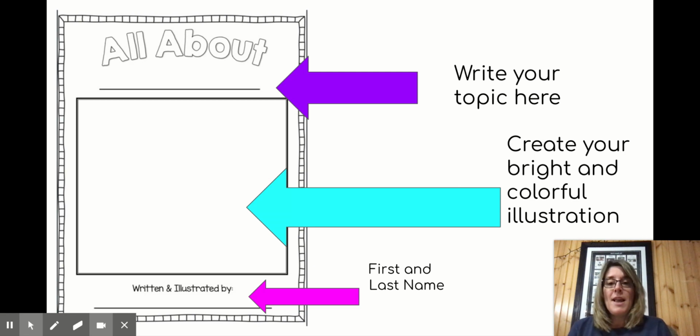Okay? In the big box, it's a good thing it's a big box because we just learned that nonfiction books have great colorful photographs and illustrations. So you're going to create your own bright and colorful illustration in that large box. Remember, you're not making a teeny tiny picture. Fill up this box. And then at the bottom, where it says written and illustrated by, remember, you're the author and the illustrator. It's important that you write your first and your last name.